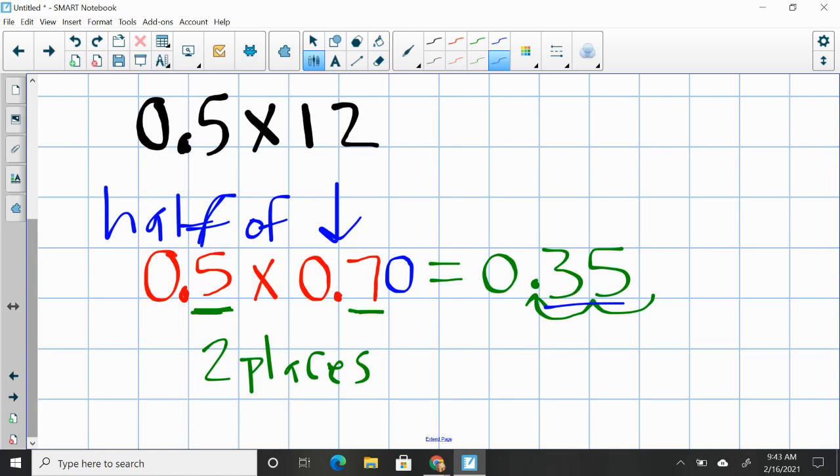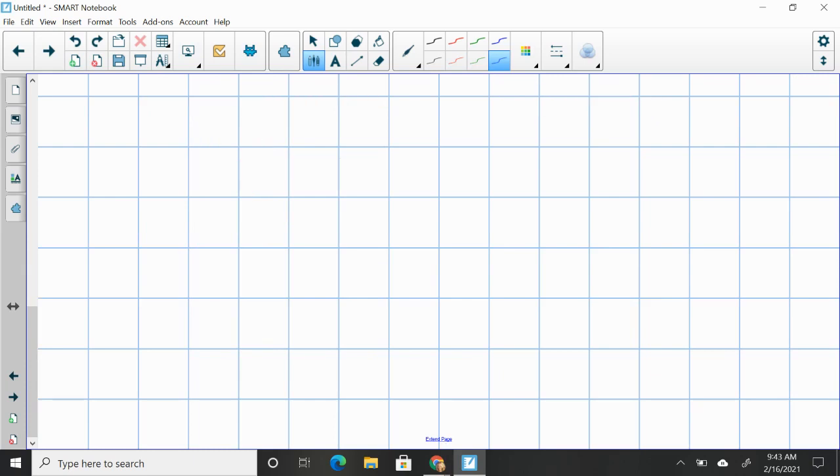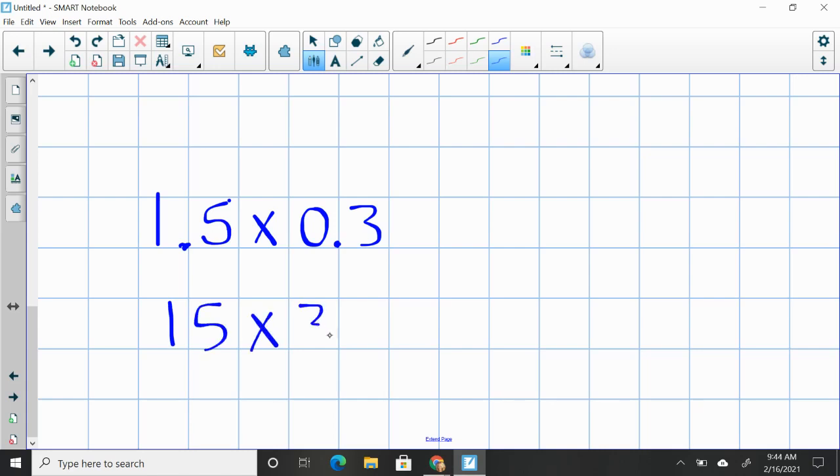Okay, let's do another example of that. Let's do 1 and 5/10 times 3/10. Okay. And I'm going to rewrite this vertically. Okay. I'm going to ignore those decimal points and I'm going to act like this problem is 15 times 3. Okay. And if you need to write it like this, you can.